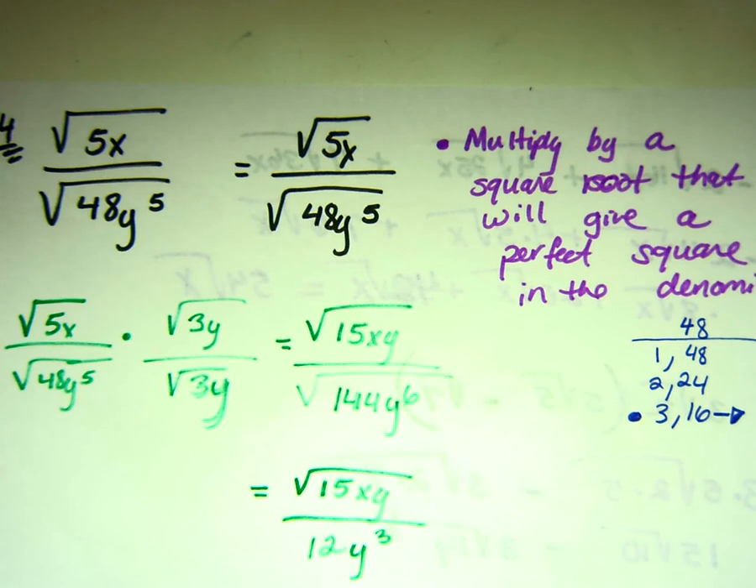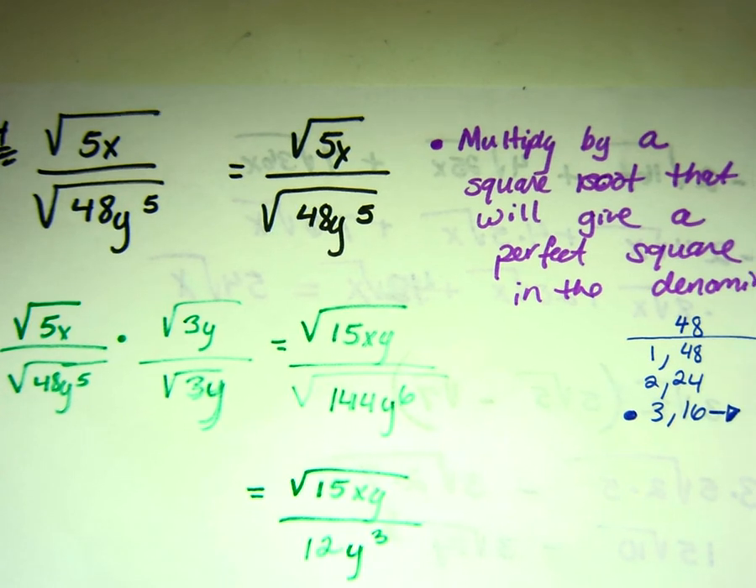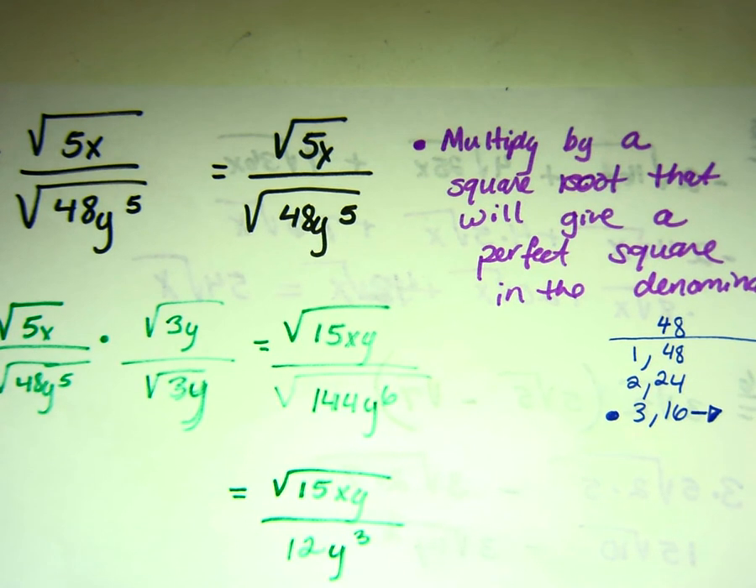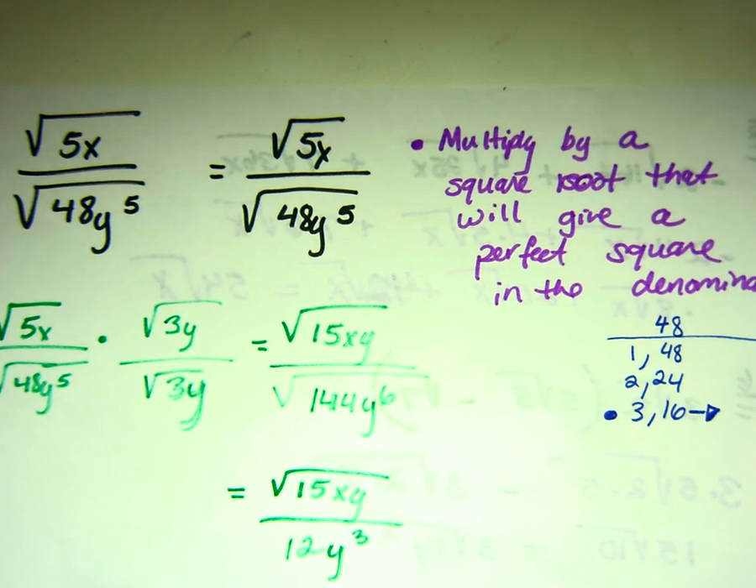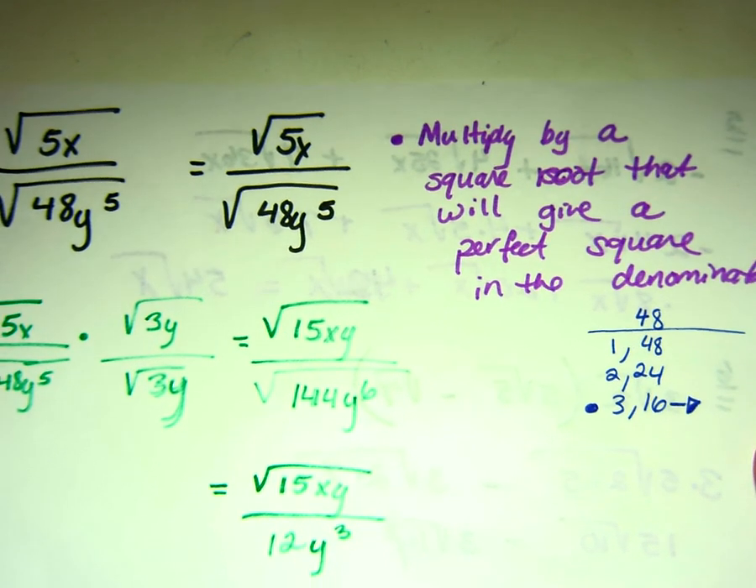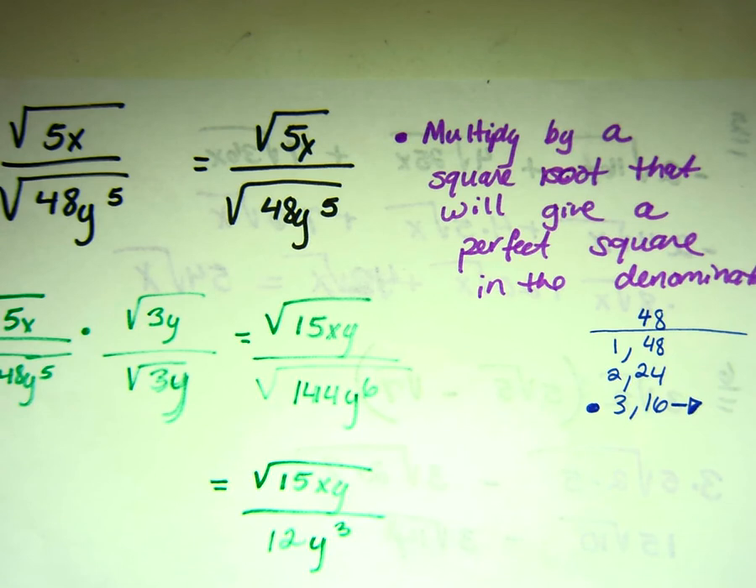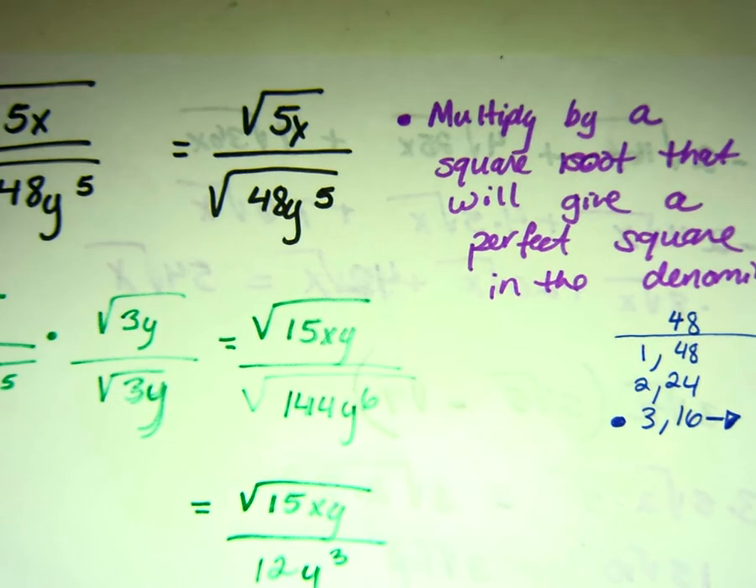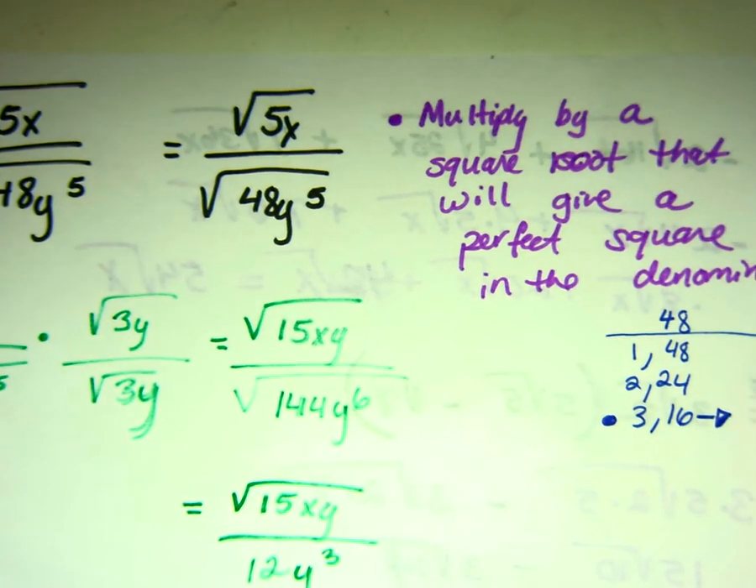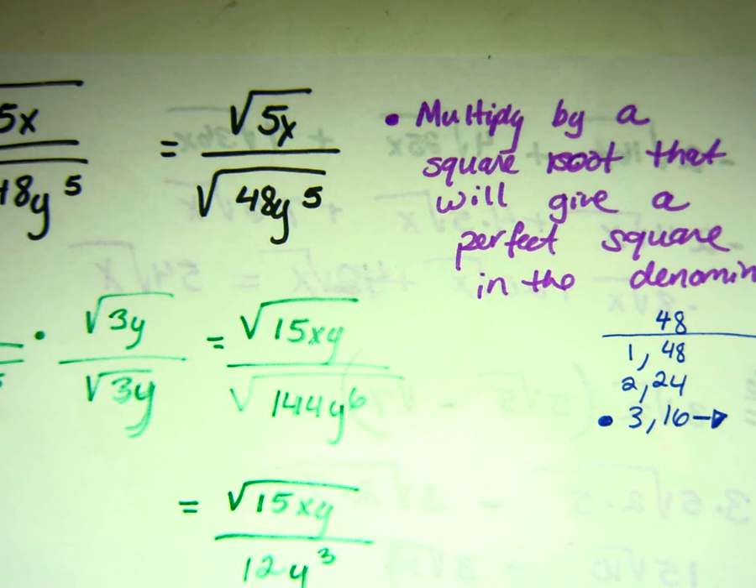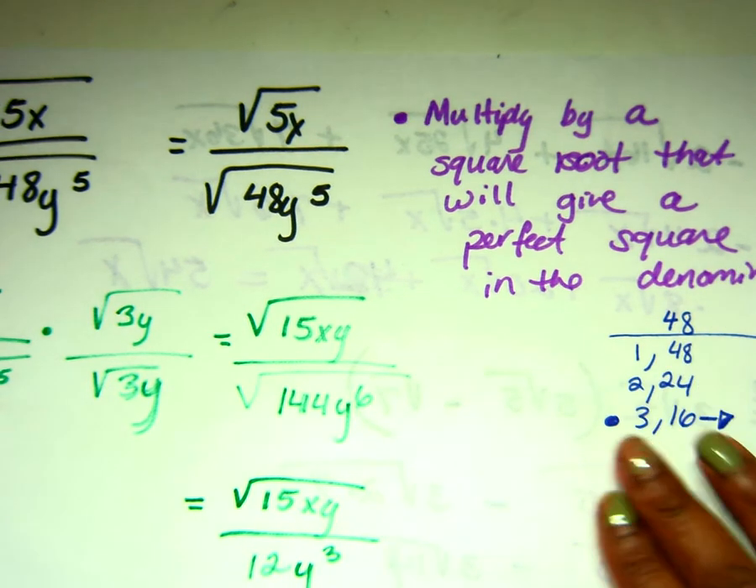So if you can see right here, I was trying to find something that could give me 48 and still have a perfect square in it. So 1 times 48 gave me 48. 2 times 24, none of these are perfect squares, but the 16 is a perfect square. Here's what I mean by a perfect square. What gives you 16? 4. So that's where the perfect square comes in.